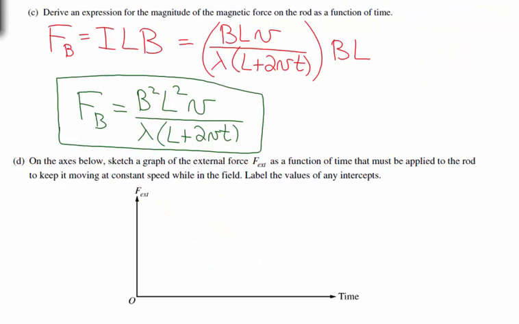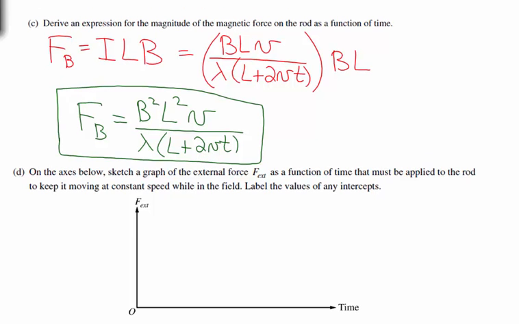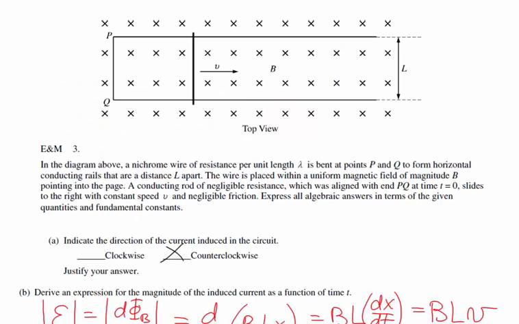In part D, we're asked to sketch a graph of the external force as a function of time that must be applied to the rod to keep it moving at a constant speed while in the field. And so if we look back at our diagram, we have the magnetic force that we calculated in part C that's acting to the left. And if this is moving with a constant velocity, there must be a force acting to the right so that the net force is 0. So that external force must be the exact same size as the magnetic force so that the net force is 0, and this will continue at a constant velocity.